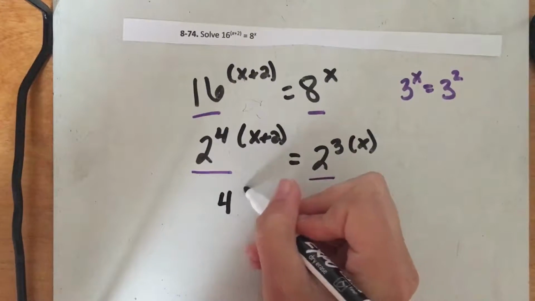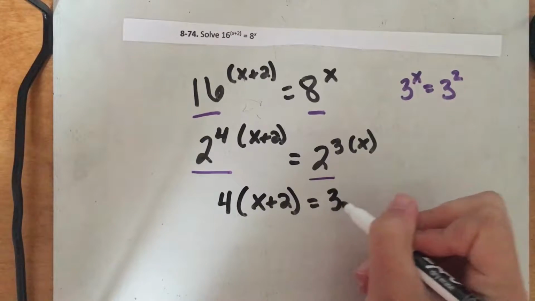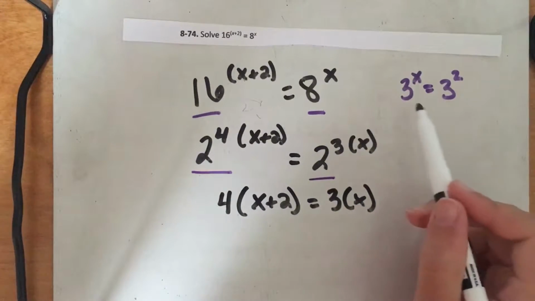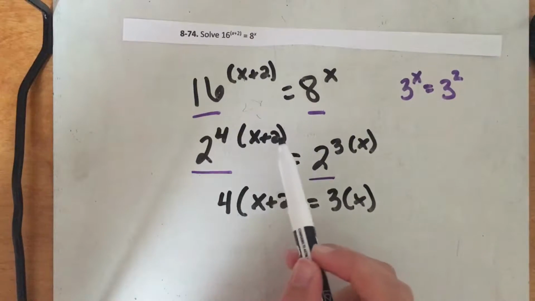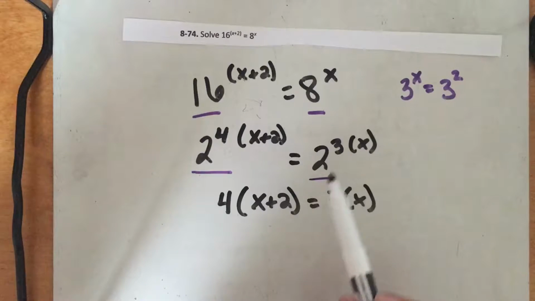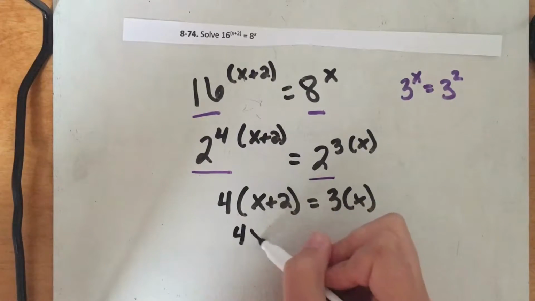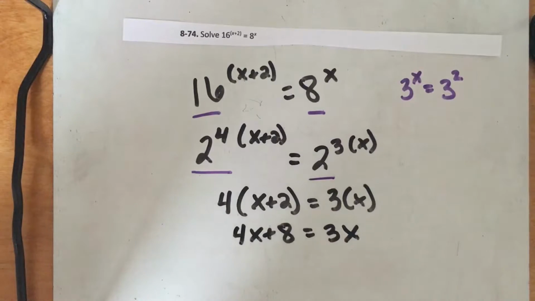So 4 times parentheses x plus 2 equals 3 times x. And that's because if the bases are the same, the exponents must be equal. So this exponent equals this exponent, and that's what we have right here. So now it's just like a regular problem. I'm going to distribute this 4 through, so I have 4x plus 8 equals 3x.